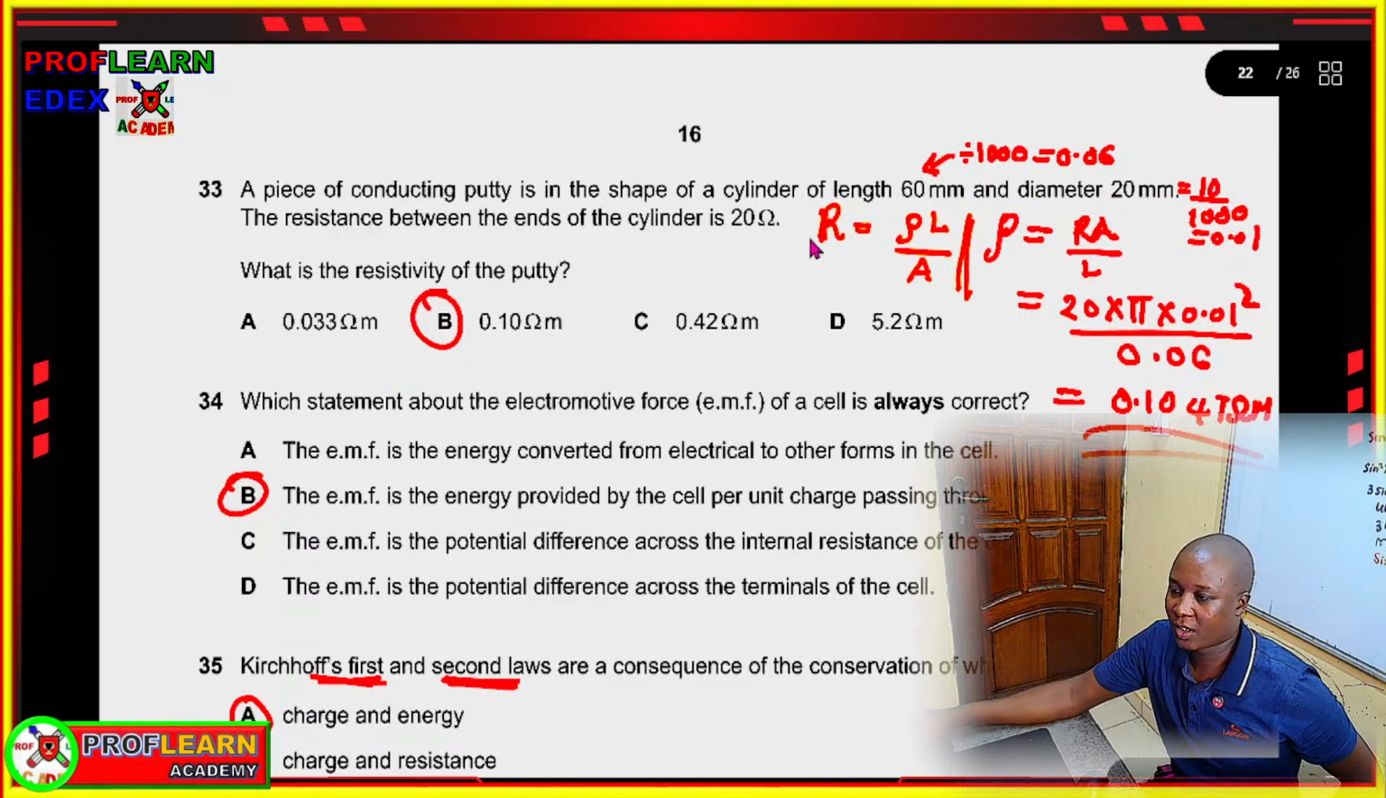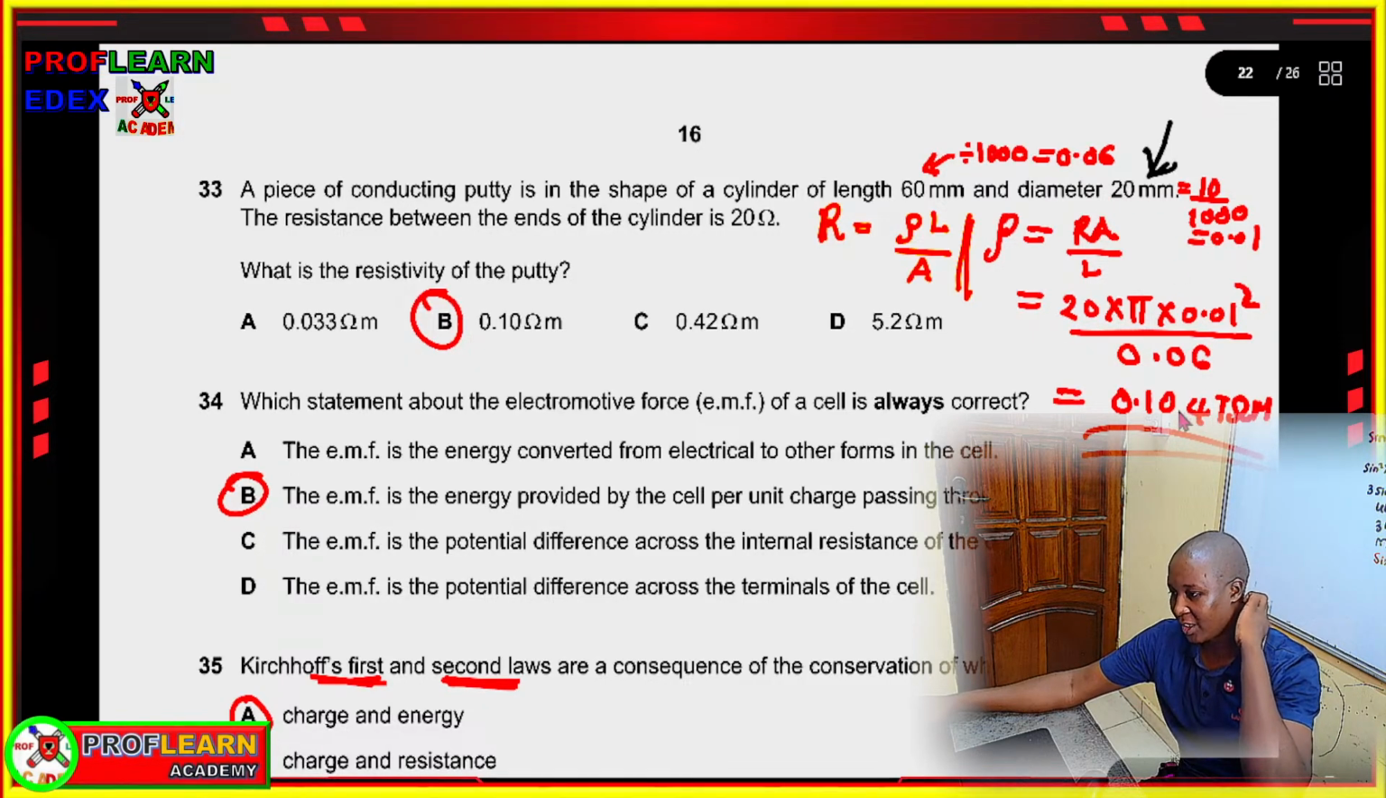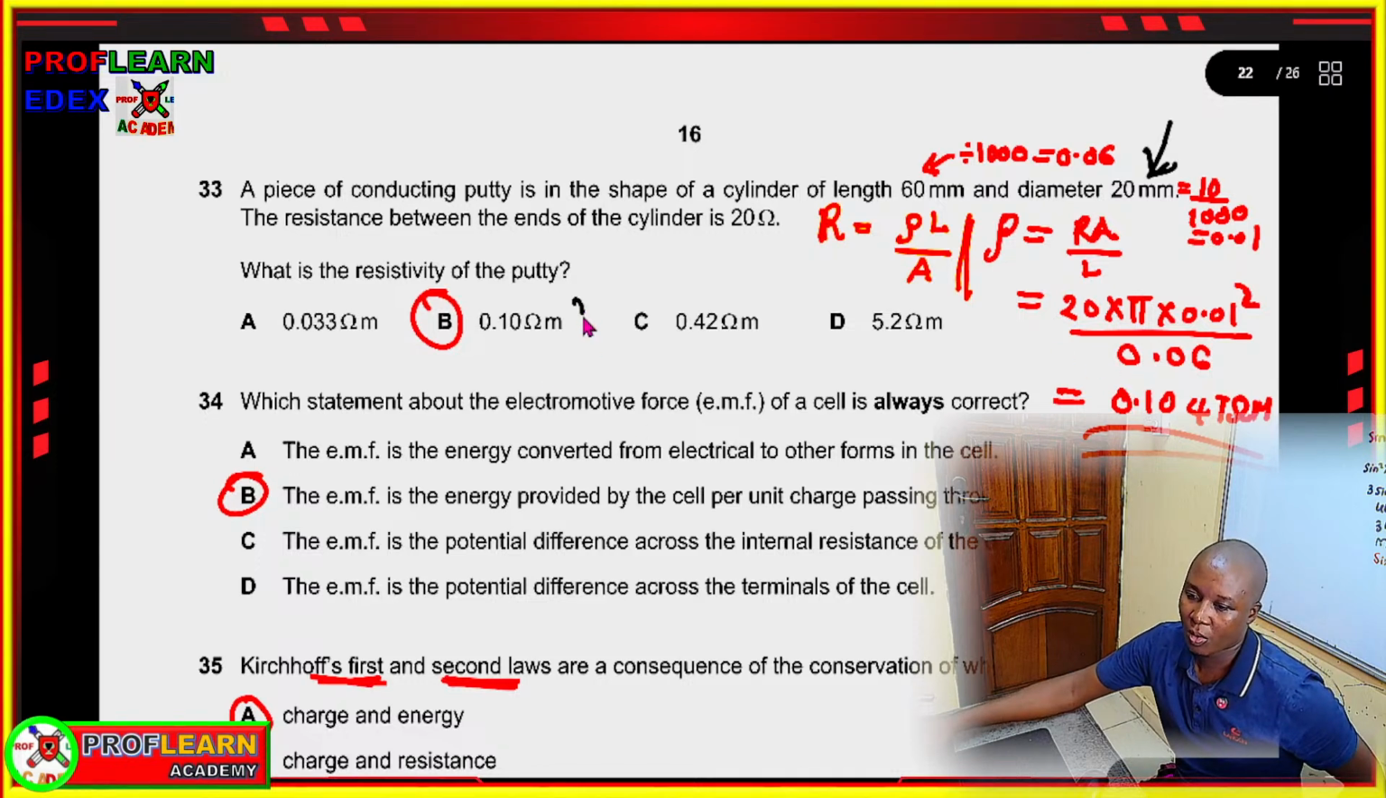What is the resistivity? We know that resistance is equal to resistivity times length over area, so we can make resistivity the subject of the formula to be resistance times cross-sectional area over L. What you are to be careful with is the units provided. Convert the millimeters to meters and then work out the area, and if you substitute, you're going to get your answer as 0.1 ohm meter as the resistivity.